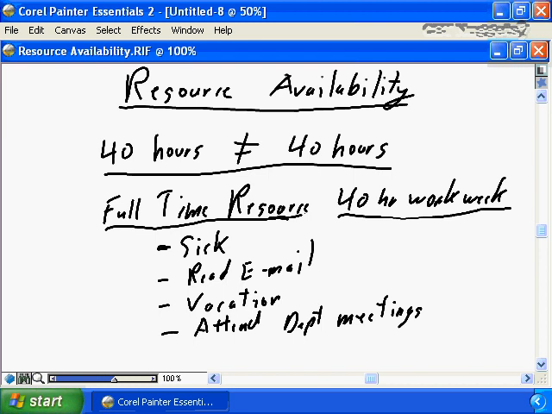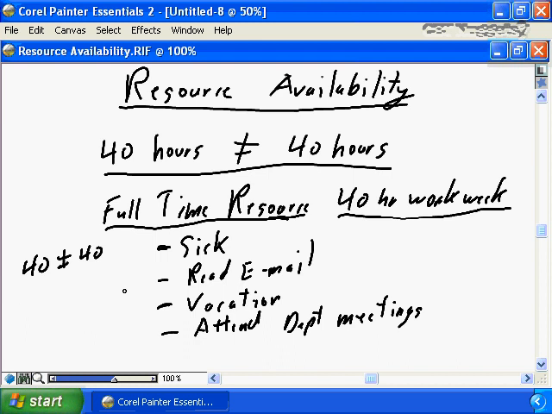They're going to get sick. They're going to take time every morning and every afternoon to read their email. They're going to take their annual 2 or 3 or 4 weeks of vacation allotted to them every year. They're going to attend departmental meetings. So 40 hours does not equal 40 hours.